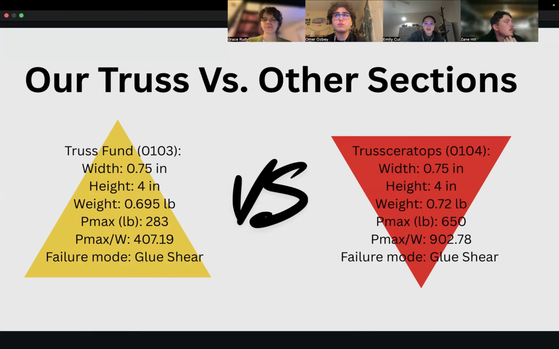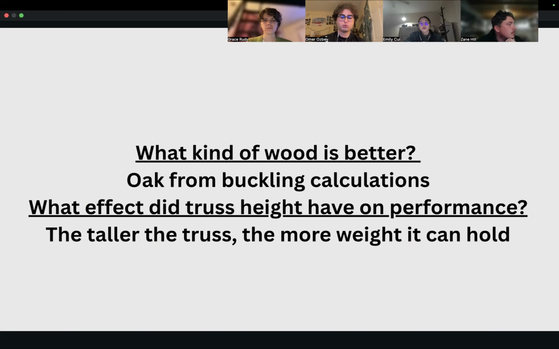Okay. And to compare our truss with the closest truss in another section, Triceratops had the same width, height, number of joints, and similar weight, but they ended up having a higher Pmax. They did have the same failure mode as us. Based on our buckling calculations, we found that oak would have been a better choice for building the truss. We also found that the taller the truss, the more weight it could hold, as shown by the truss teams that held the most weight.